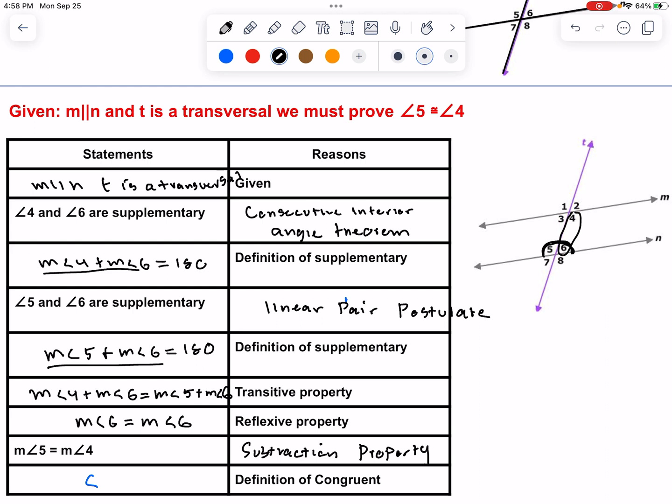And now I've shown that the measures are equal. If the measures are equal, then that means they're congruent. And we've proved that the alternate interior angles are congruent.